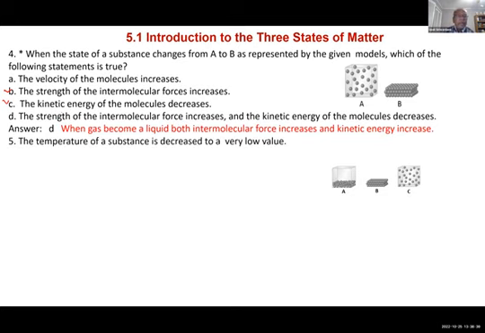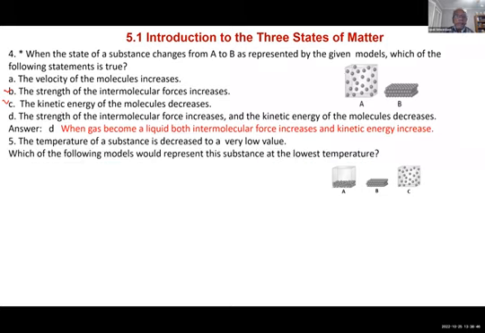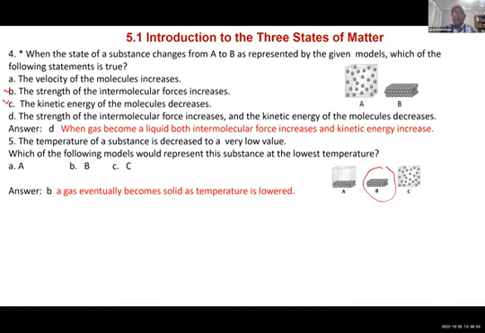Number 5, the temperature of a substance decreases to a very low value. Which of the following models represents the substance at the lowest temperature? Lowest temperature is for solid. So B is the correct answer. This has the lowest temperature. When you cool something, it eventually becomes a solid.